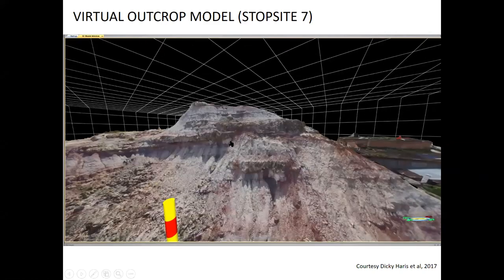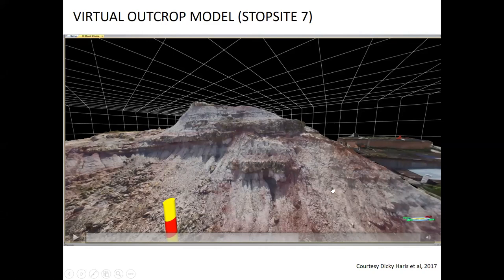Now we are seeing the channel from the backside. So this is an example of a single channel. Keep in mind that the width of the channel could be longer than this due to the limited outcrop, so we don't know the lateral continuity of these channel bodies.